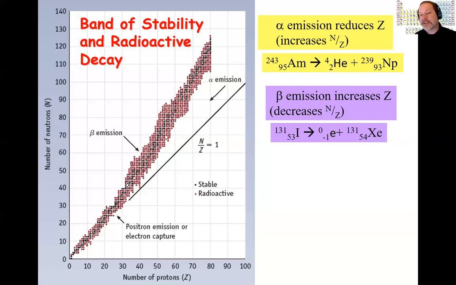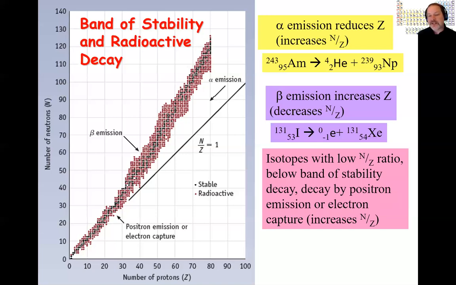And that's important because things that are unstable are outside of a certain ratio, and by giving off or taking in something, you can get closer to this island of stability. That's the driving force, perhaps, in some of these nuclear chemical reactions. So isotopes that have a low N to Z ratio, basically the red dots in this graph, are below the band of stability. They are going to have a predictable decay either by positron emission or electron capture.